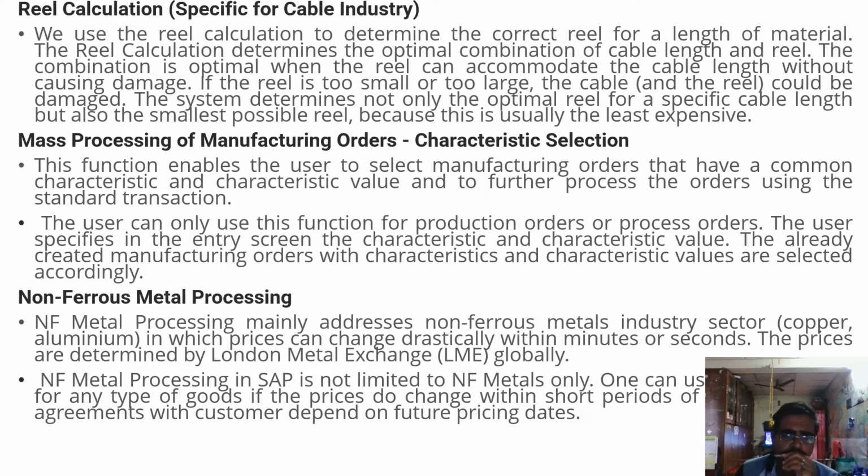And then coming to mass processing of manufacturing orders, characteristic selection. This function enables the user to select manufacturing orders that have a common characteristic and characteristic value, and to be further processed using the standard transaction. So the user can only use this transaction or function for production orders or process orders. The user specifies in the entry screen the characteristic and characteristic value. So the already created manufacturing orders with those characteristics and characteristic values are selected accordingly.